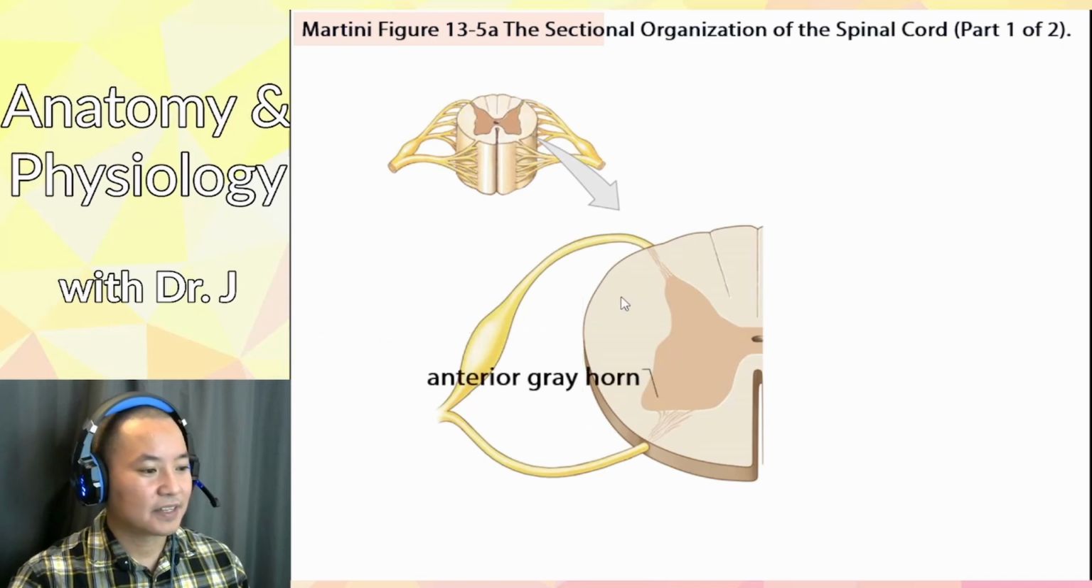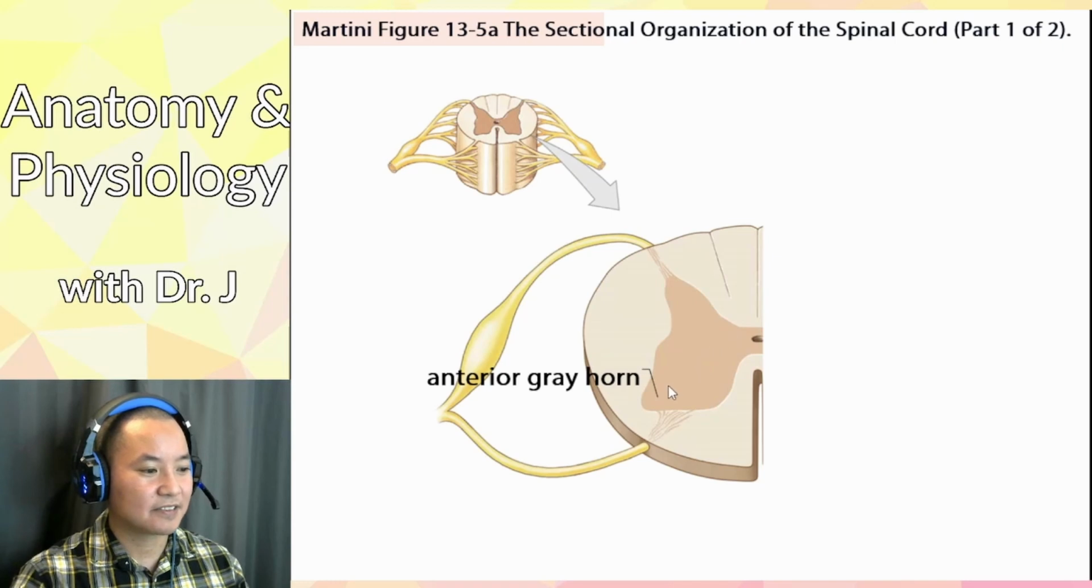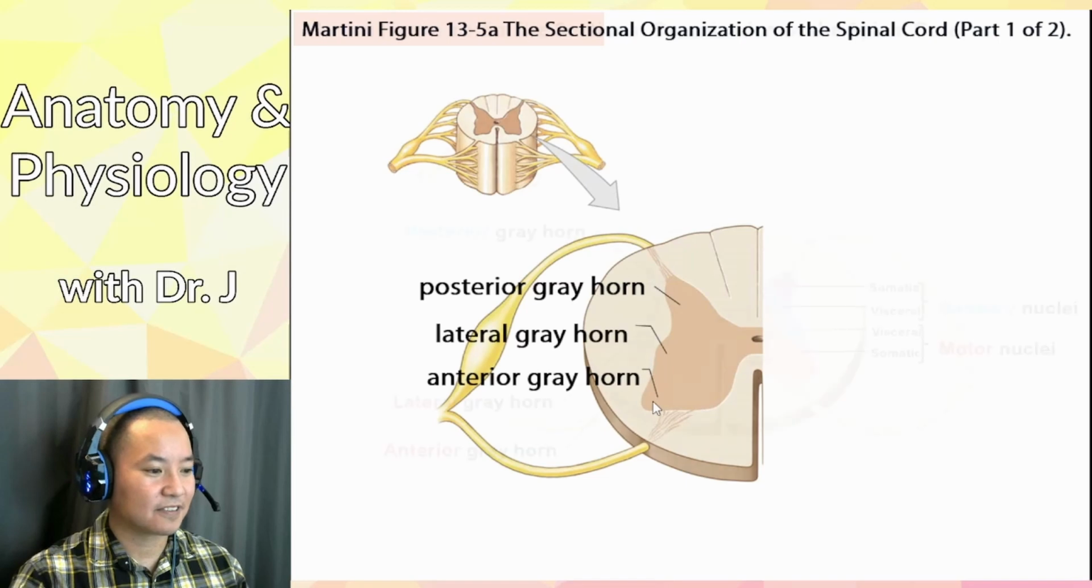Now over here we have these horns, and there's an anterior gray horn, and it's kind of hard to see the limits of it, but generally if you look at one half of a spinal cord cross-section, there are kind of three bulges of gray matter on the inside. So the anterior gray horn is right here. So this projection is the anterior. There's also a posterior, and the one that pokes out to the side is the lateral gray horn.